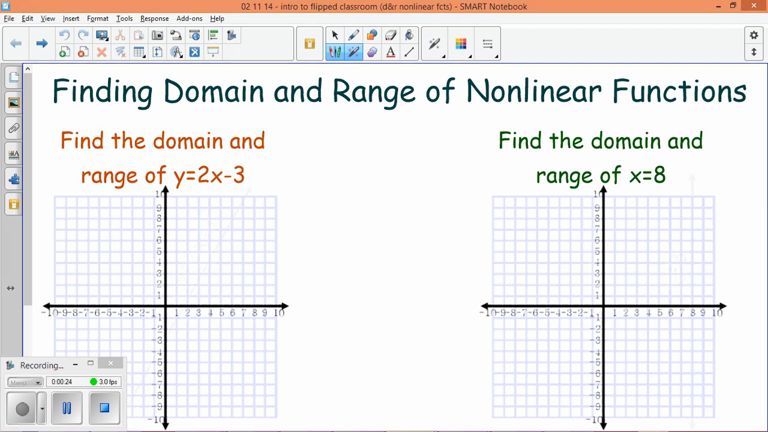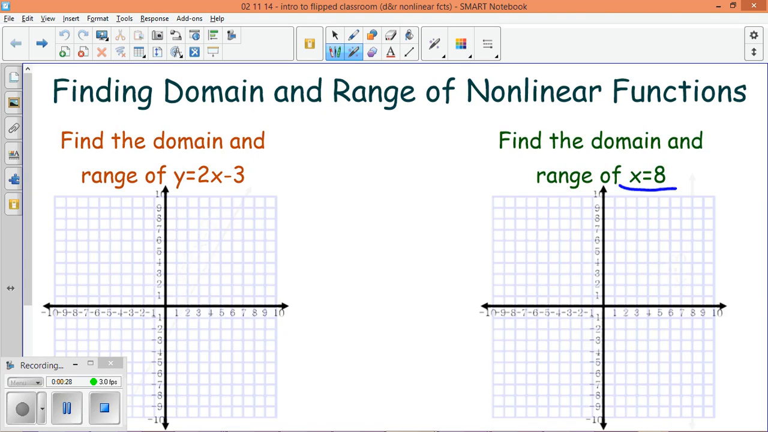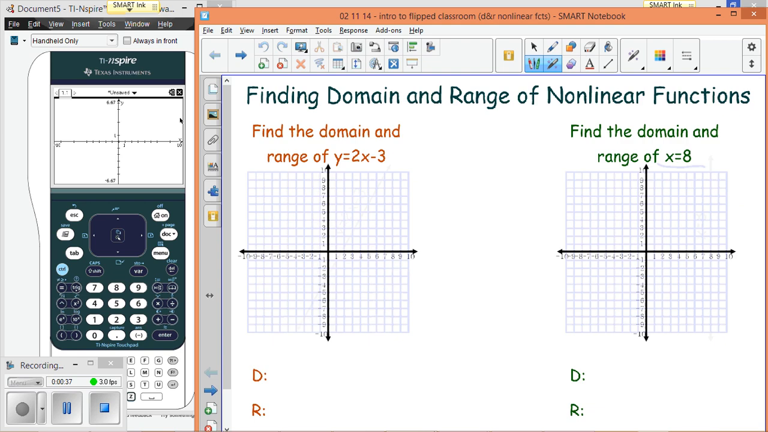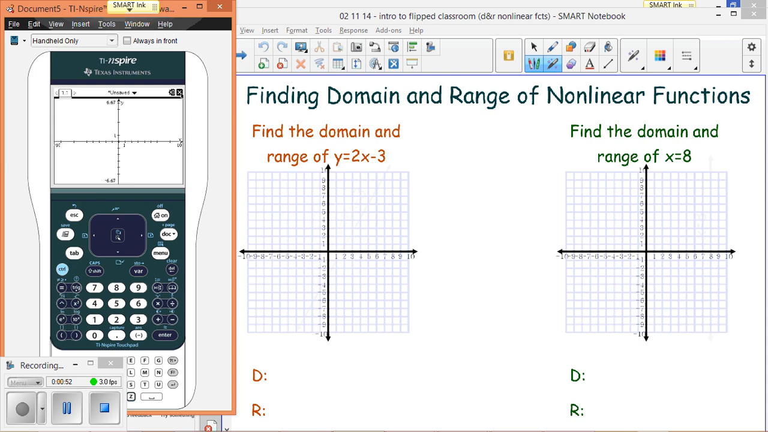Specifically, we are finding the domain and range of y equals 2x minus 3 and the linear equation x equals 8. If you remember how we did that, we are just going to use our graphing calculator. I have one over here to the left. It is not exactly the same as what we have been using, but it is going to be close enough. This is a TI Inspire, and I need to get out of this to get a new graph here.